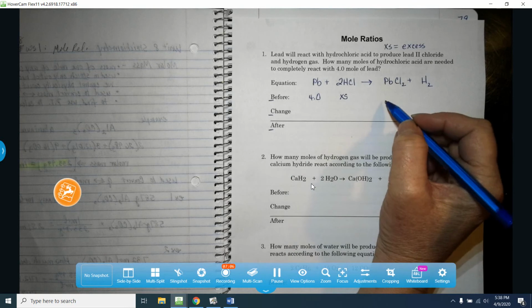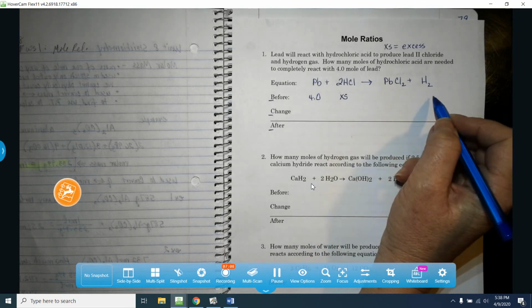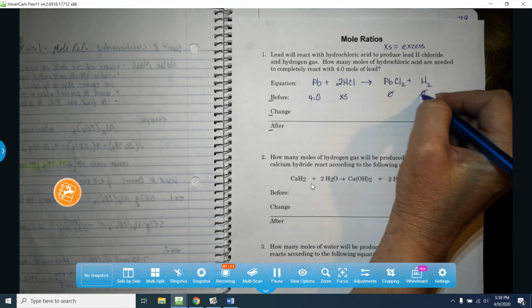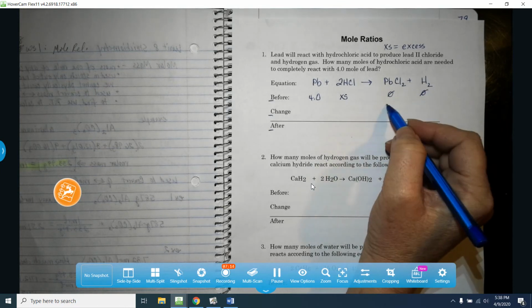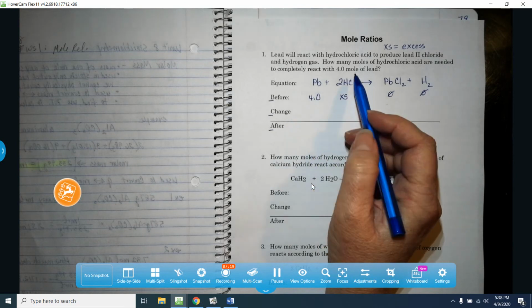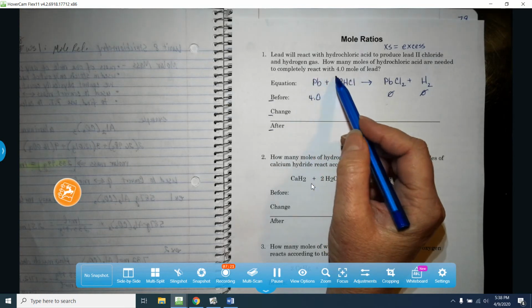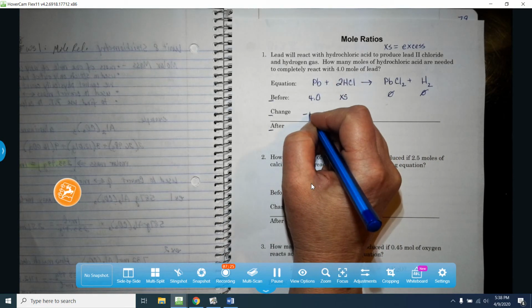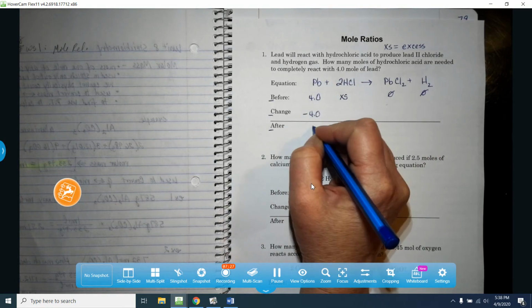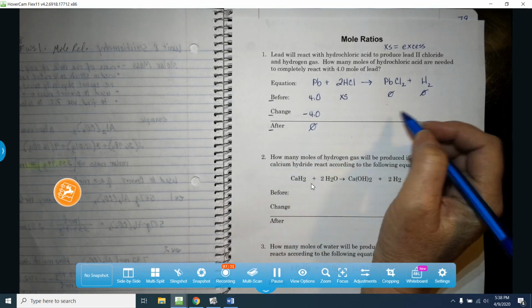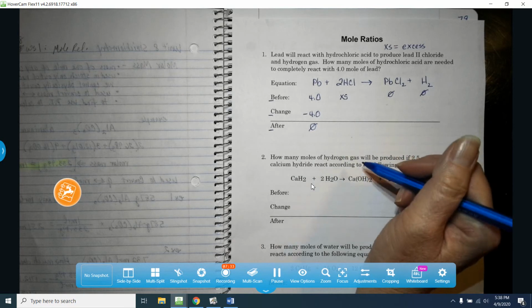All right, and then these are my products. So before the reaction happens, I don't have any product. Right? I haven't made them yet, so those are going to be 0. Okay, then we're going to look at change. So here it says you're completely reacting this 4 moles. So we're going to use up those 4 moles, which means after I'm not going to have any. Okay, and then the rest of this we've got to figure out.